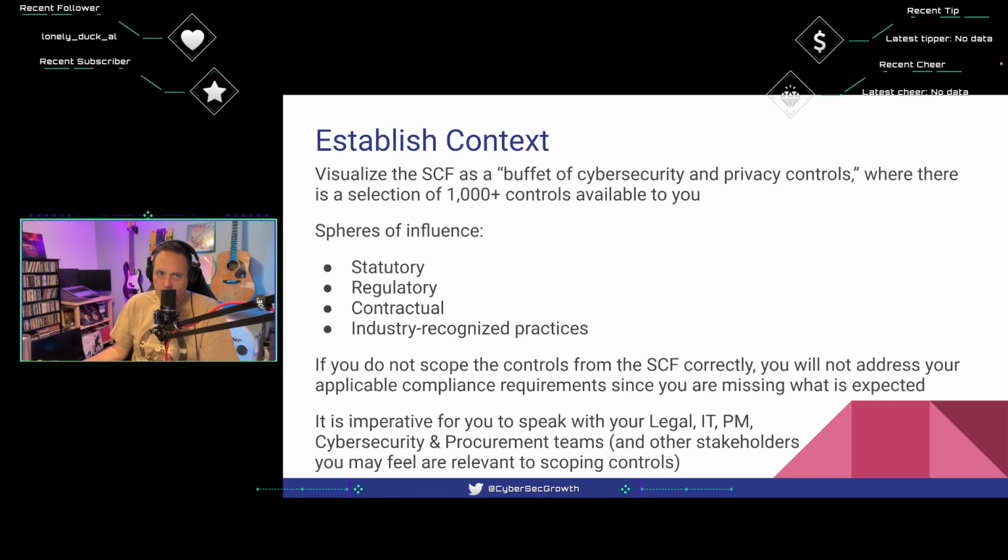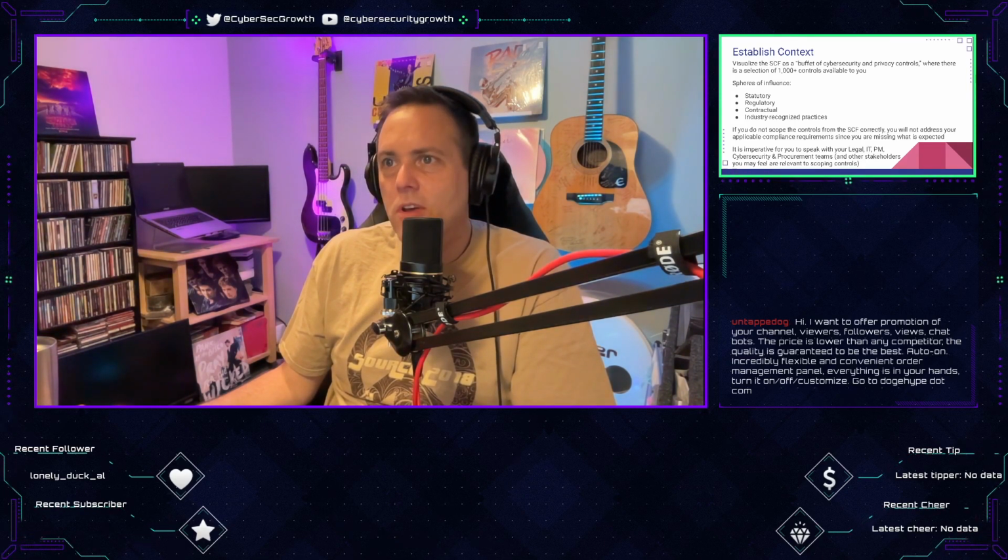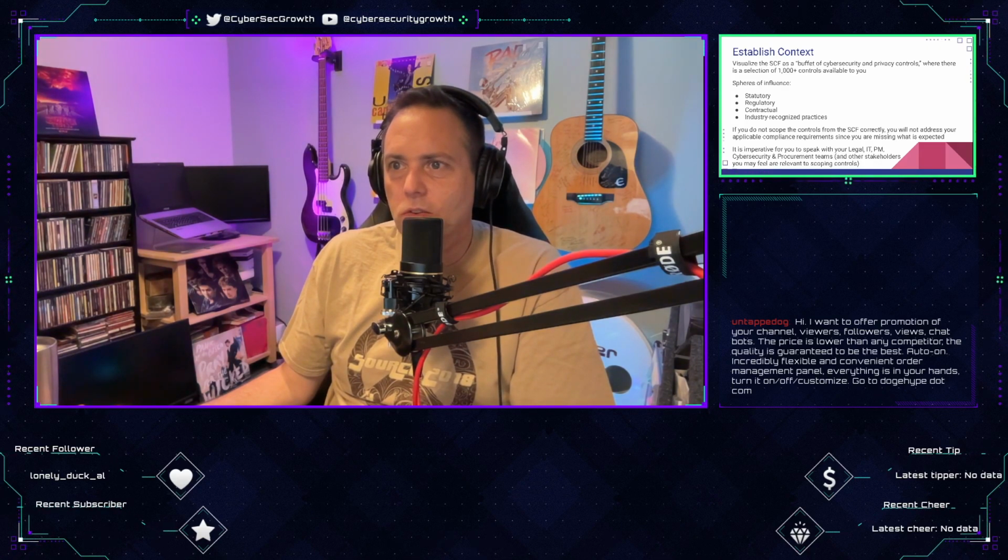Establish context. I'm not going to read everything on the slides here. I do have some notes, and I'll read some of my notes that go along with it. In some cases, it's a wall of words. In other cases, we do have some visuals on the screen. So first up, part of your due diligence process is to establish the context of the scope for cybersecurity and privacy controls. Practical steps to establish context include four things.